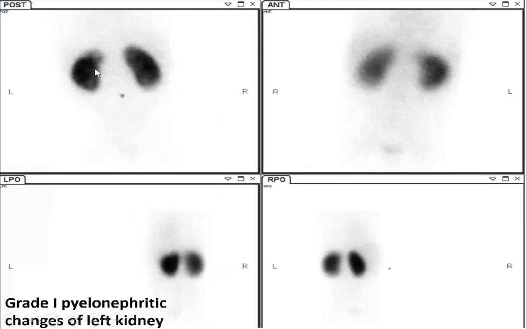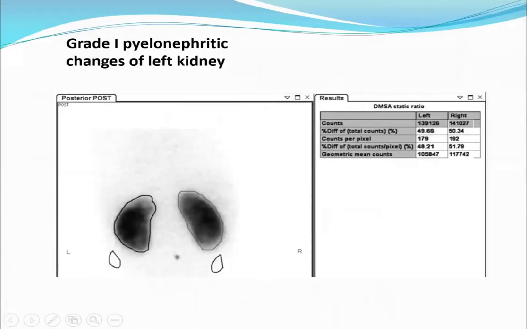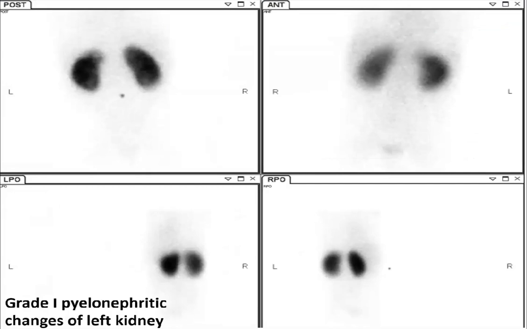In this case, if we see the left kidney, it shows good tracer uptake in comparison to the right, but in the upper pole here, there is a cortical photopenic area, and this can be confirmed by the presence of this cortical photopenic area in the oblique view of the left kidney. So there is a solitary cortical photopenic area in the left kidney without reduction in the tracer uptake. So it is diagnosed as grade 1 by DMSA. However, the right kidney handles the tracer normally.